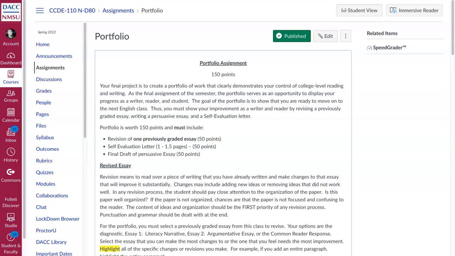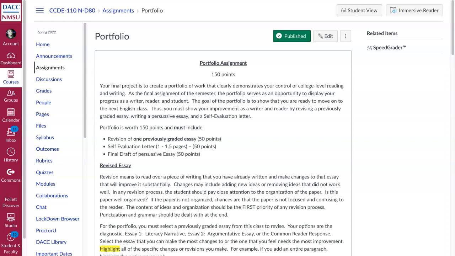I also wanted to say that we do not have a final exam for this class, so the portfolio assignment is our final assignment and it is worth 150 points. So even though it is not an exam, it is still worth a lot of points and it is something that you should complete if you want to pass the course.